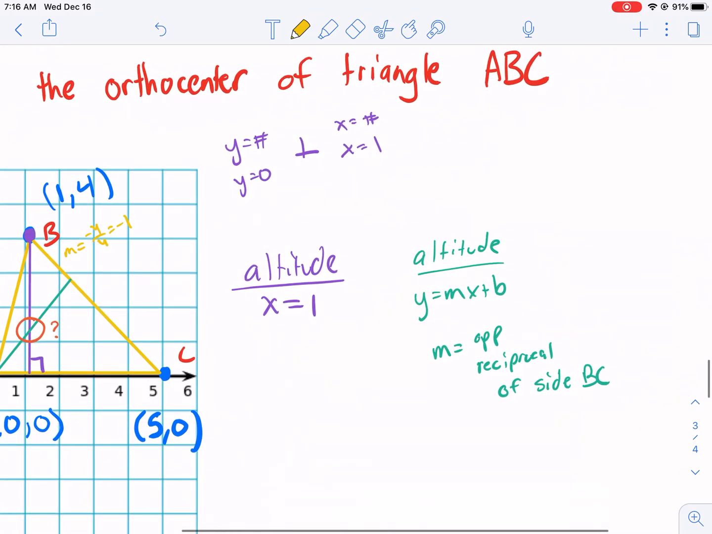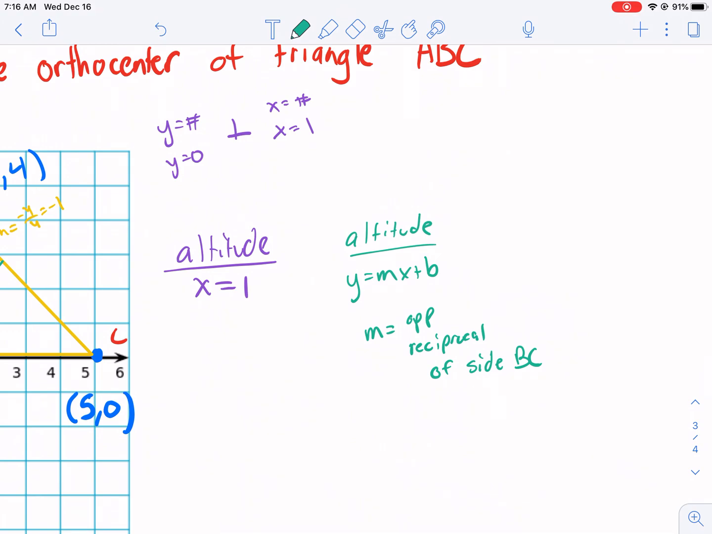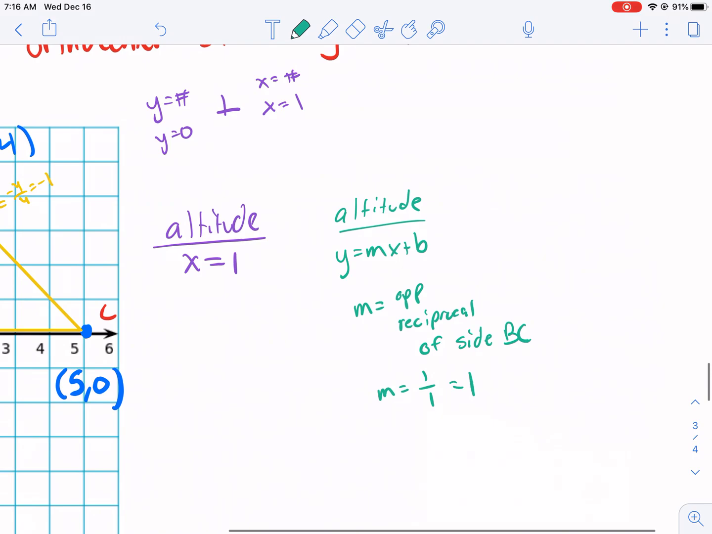So my opposite reciprocal is going to be +4 over +4. So my m is going to be +1 over 1, or just 1. Okay, so I already have my altitude, and actually my y-intercept is going to be easy too. So now I have to find my y-intercept.